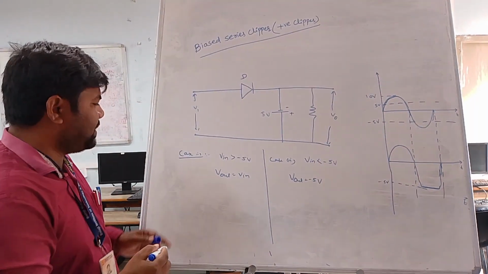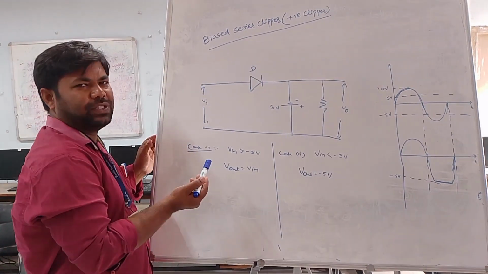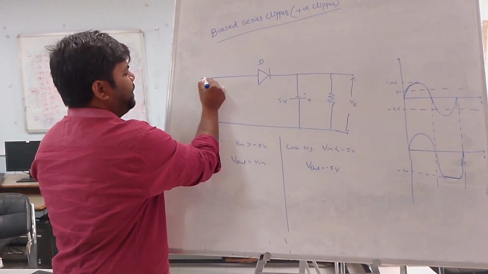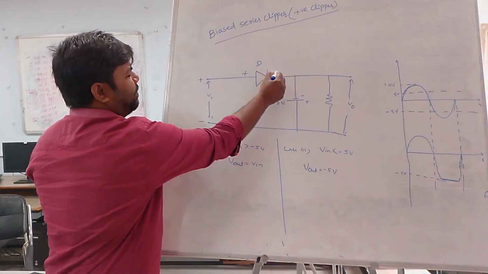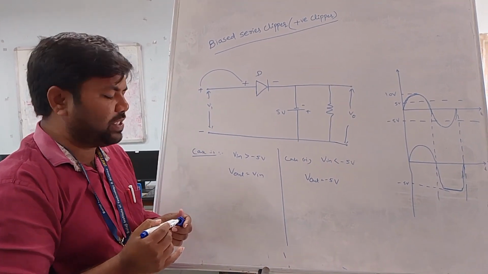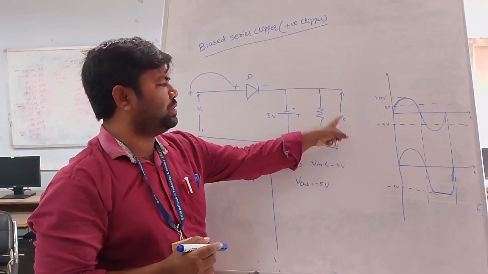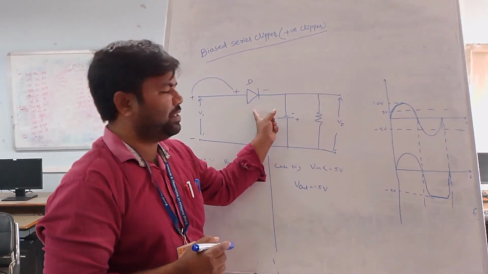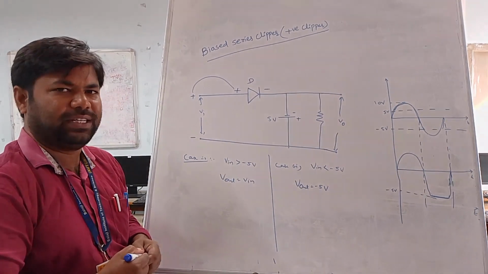So in this case, input voltage greater than minus 5 volts, same operation. Here input voltage greater than minus 5 volts means same positive and negative, same polarity. Same polarity means the diode will act as short circuited. Short circuited means this is a forward bias condition. Through the resistor only we are getting the output. That is forward bias condition.